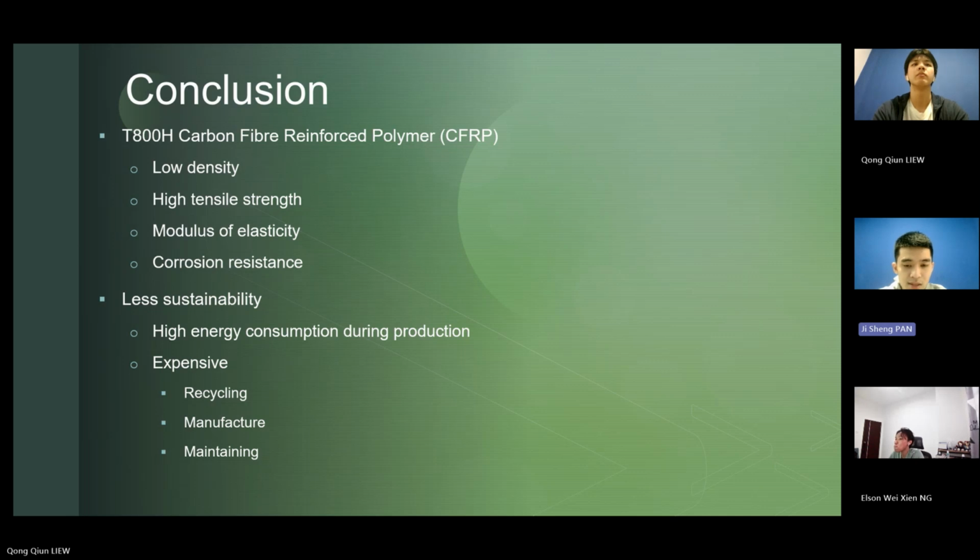However, it is less sustainable due to high consumption of energy during production. And it is also expensive in recycling, manufacture, and maintenance. On the positive side, this material requires less frequent recycling and maintenance, meaning these drawbacks have a limited impact. Okay, that's all of our presentation, and now I will show you the reference list.